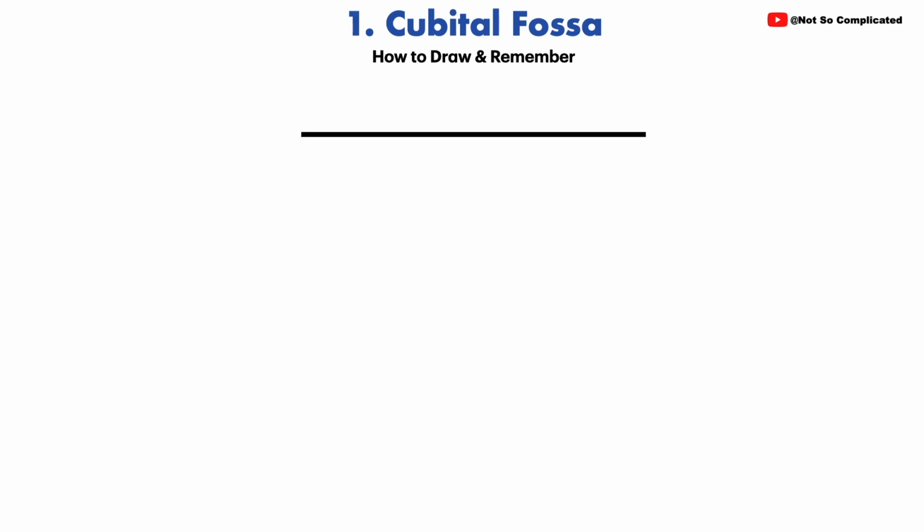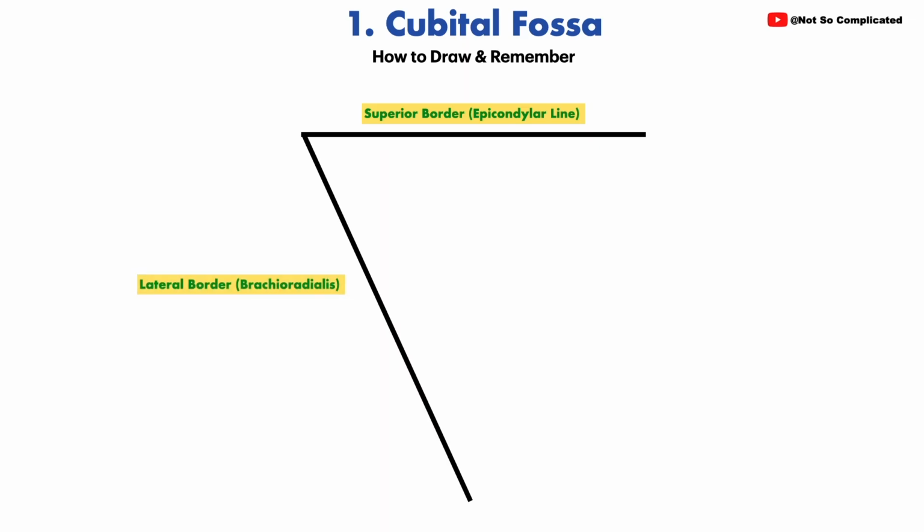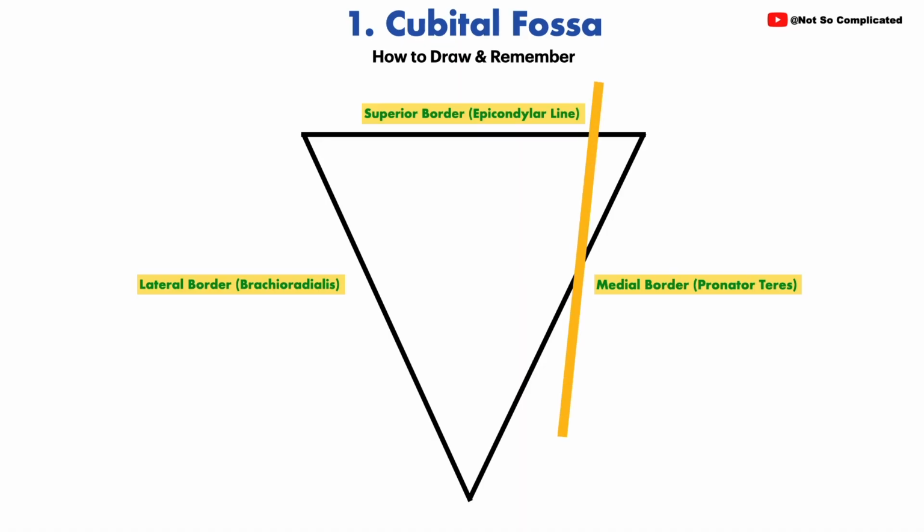All right, so this makes our superior border, that is the epicondylar line. This is an imaginary line between the two condyles. All right, so this makes our lateral border, that is made by the brachioradialis, that is the muscle, and this is our medial border. All right, so this is formed by pronator teres, and this right here you can see is an inverted triangle. All right, so this is the content, like medial to lateral. We will go from medial to lateral.